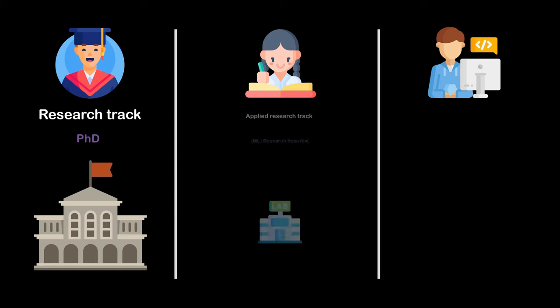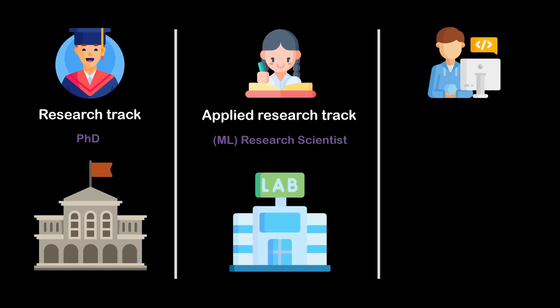The second track is what I would call applied research, and most of the time you are in the R&D department of a company and do research with regards to open problems in the company. For example, in an automotive area, you might work on autonomous driving, or in the pharmaceutical industry, you do research on drug discovery. The third track is the industry track.